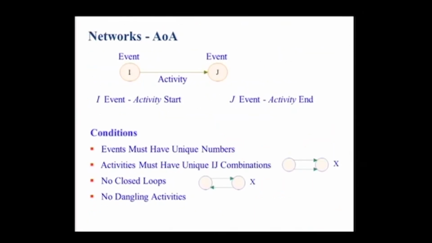Like we talked, in activity on arrow, there's an event i and event j. The event is the start of the activity and the end of the activity. The activity is represented by the arrow. Now there are some conditions one should follow. All events should have unique numbers in this representation. Activities must have a unique ij combination. I cannot have 2 activities represented in this form. There is no question of having closed loops or dangling activities. So all activities have to end with a node.